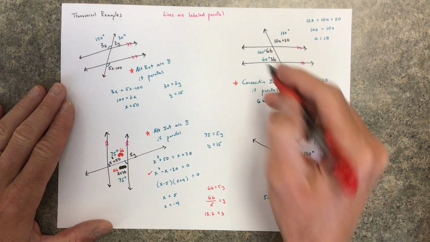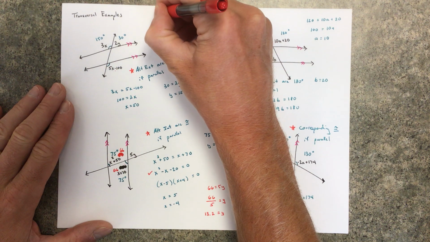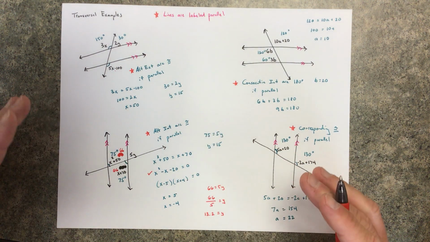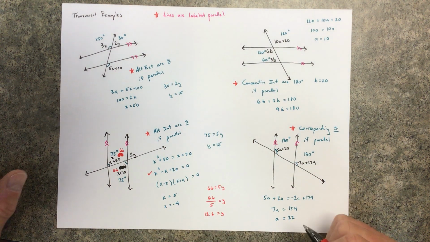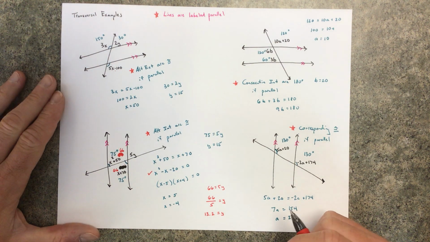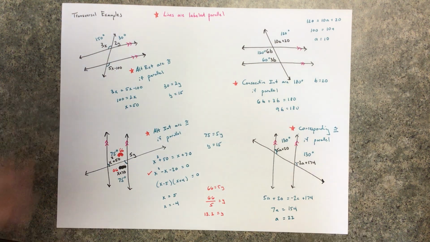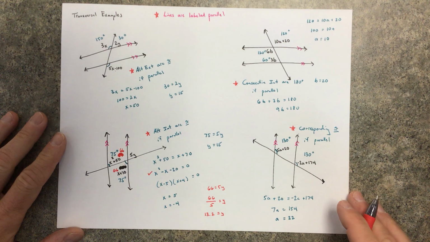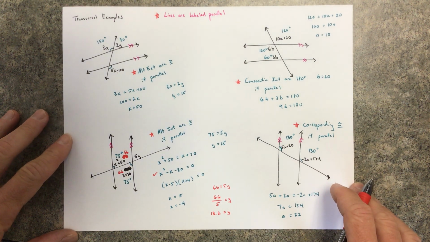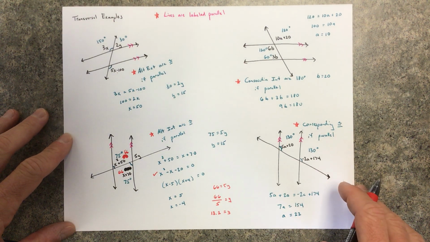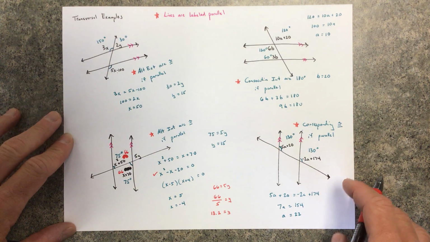And again, all of these are only true if the lines are parallel. If the lines aren't parallel, then you don't know corresponding angles are congruent. You don't know consecutive interiors are either. Okay? Hopefully this gave you enough examples to get you kind of started on this and reminded you of some of the words we used.